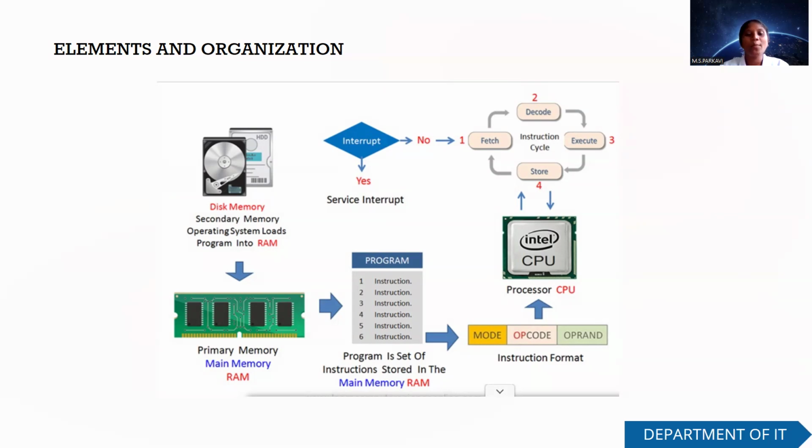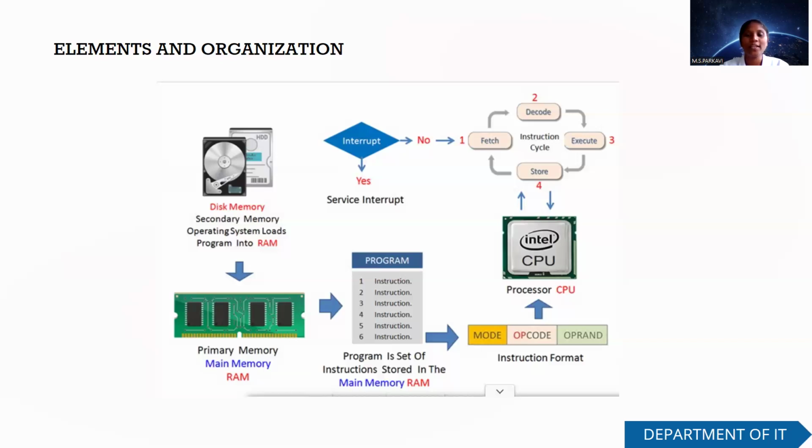And the next element is primary memory. The primary memory is RAM. RAM is nothing but random access memory. And third is program. The program is a set of instructions stored in the main memory and it consists of a lot of instructions. And then next is instruction format.